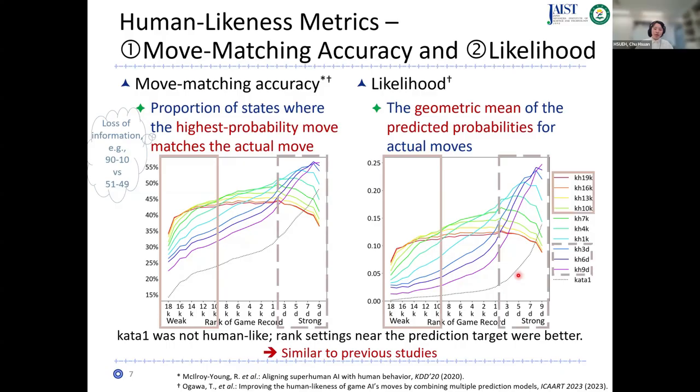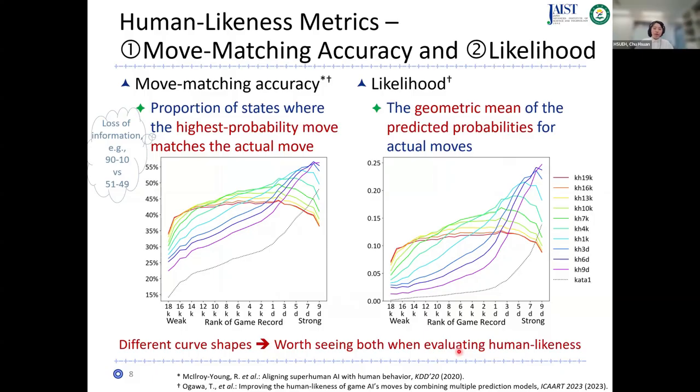Then when we take a closer look into these rainbow-colored curves, for weaker players on the left side, the red curve or orange curve, which corresponds to the weaker KH settings, those settings perform better for weaker players. And on the right end, for stronger players, the blue or purple curves perform the best. So these results are similar to previous studies.